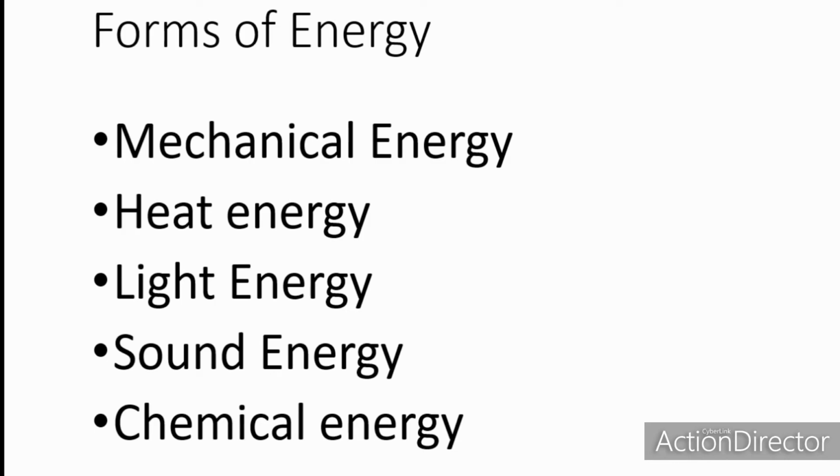Now what is energy, children? The capacity to do work is called energy. So every person's capacity to do work will be different. So everyone has a different sort of energy. And what is the unit for measuring work and energy, children? In the SI system, joule is considered as the unit for measuring work and energy.